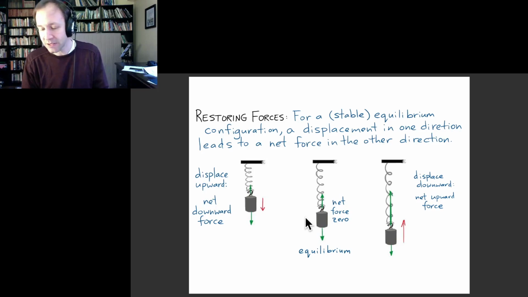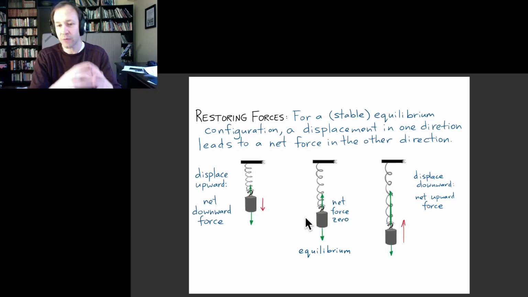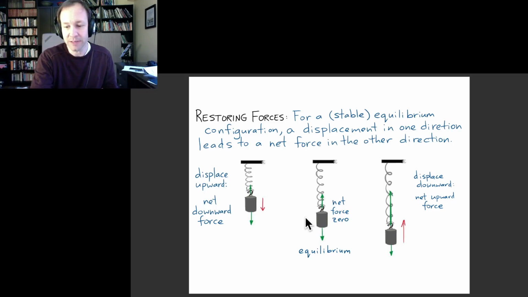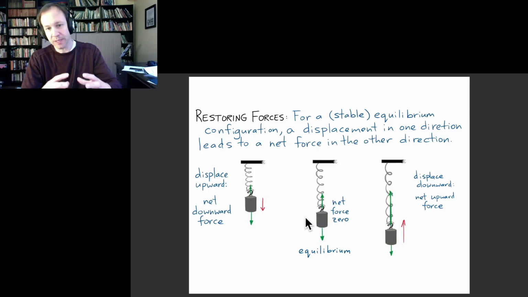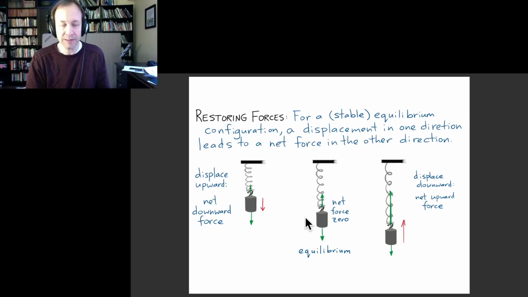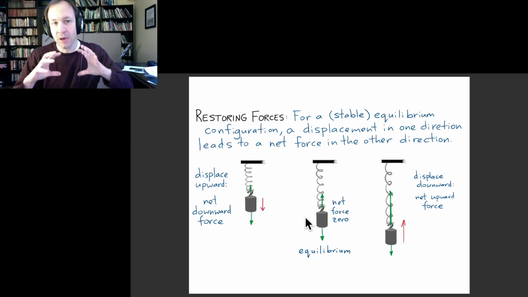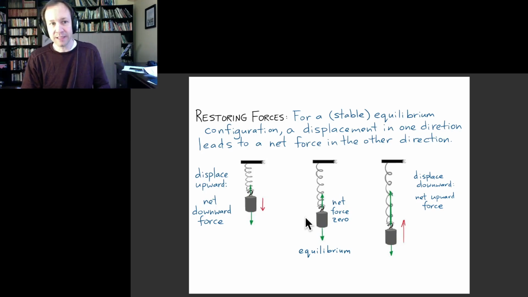But in many situations, most situations when you have something in an equilibrium configuration, if you then perturb that away from the equilibrium configuration, so in the spring case, if I move the mass downward a little bit or upward a little bit, well, then those forces that were balancing before usually no longer balance. And what we typically have is the idea of a restoring force.